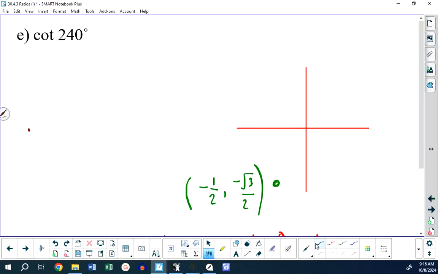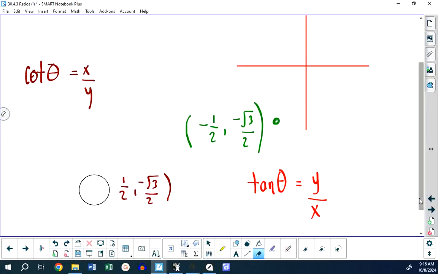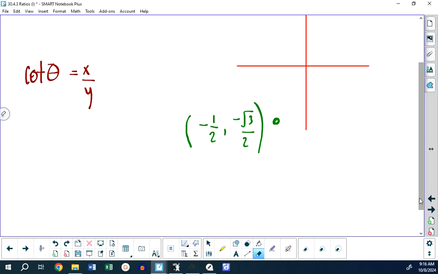Cotangent of theta is x over y. Why? Because tangent is y over x, and cotangent is the reciprocal of tangent. So I need to take x, which is negative 1/2, and divide by y, which is negative root 3 over 2, and we happen to get 1 over root 3. The 2's cancel.